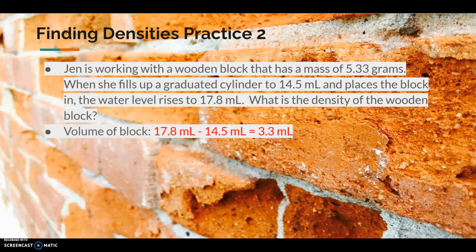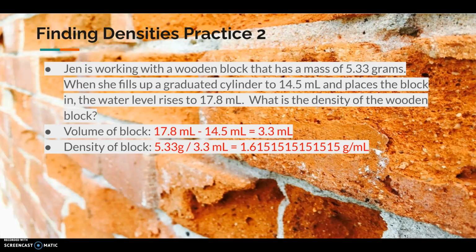The volume of the block will be her new water level, which was 17.8 milliliters, minus the old water level, which was 14.5 milliliters. The difference becomes 3.3 milliliters. This is the volume of her wooden block. The density of the block is the mass divided by this volume. 5.33 grams divided by 3.3 mL gives us 1.61515 repeating grams per mL. The rounded answer is 1.6 grams per mL.